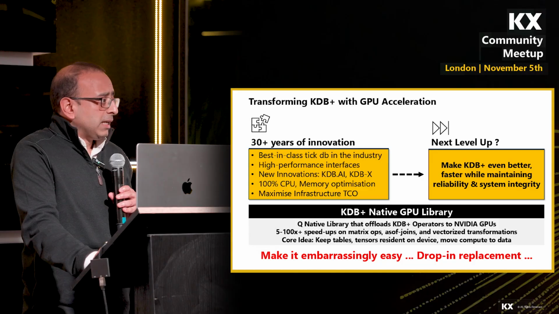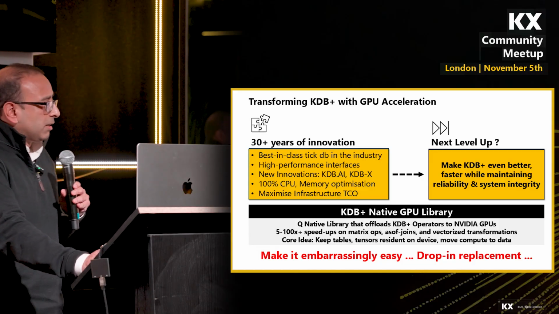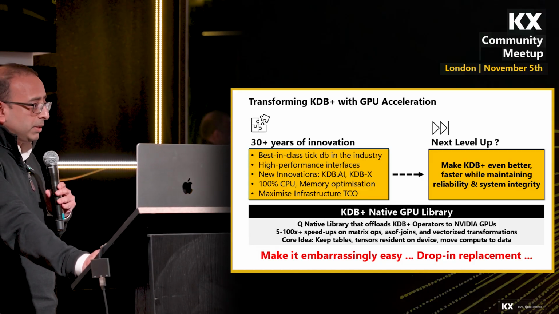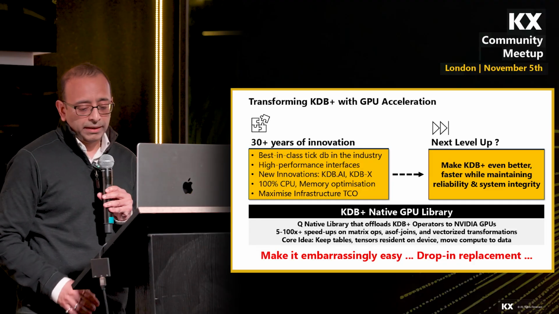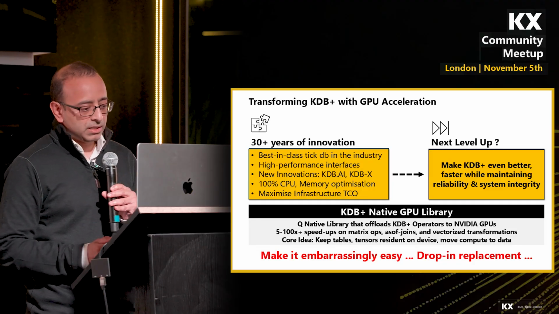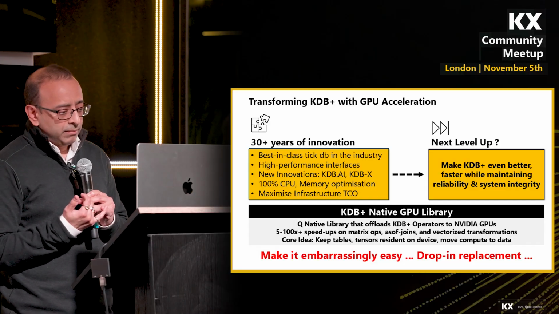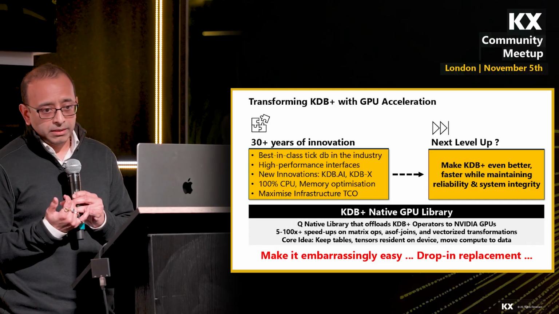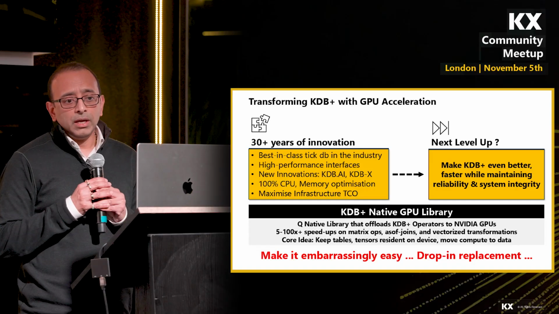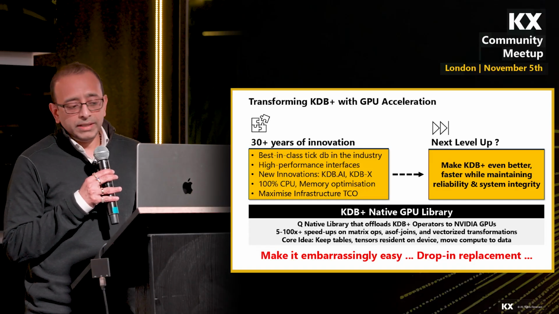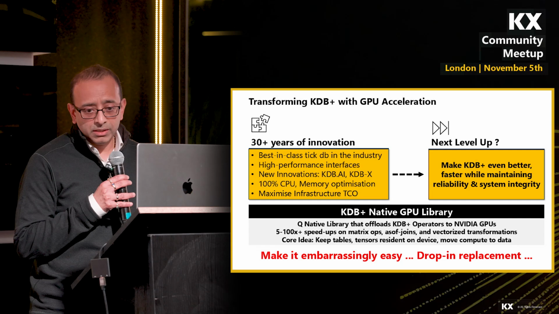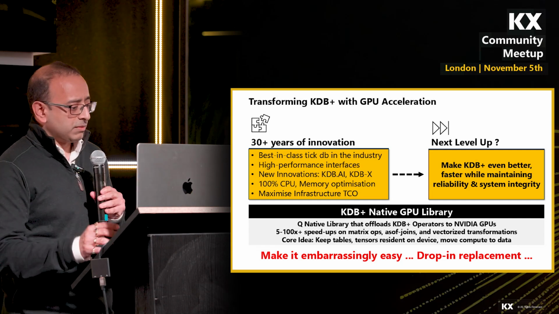The answer to that turns out to be this thing called the KDB Plus GPU library, which is still in development, but it has some really interesting aspects. It's a Q-native library that offloads KDB Plus operators to the NVIDIA GPUs. We are observing close to 5 to 100x speedups on matrix operations, as-of joins, vectorized transformations.